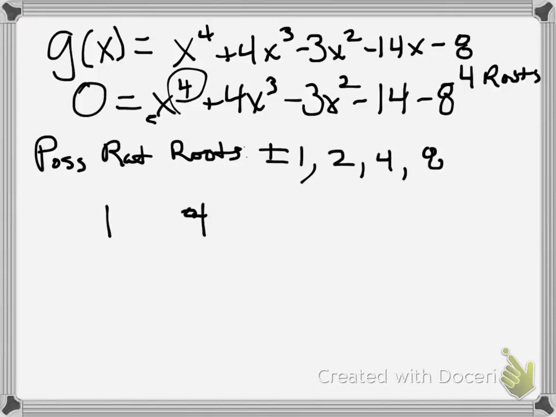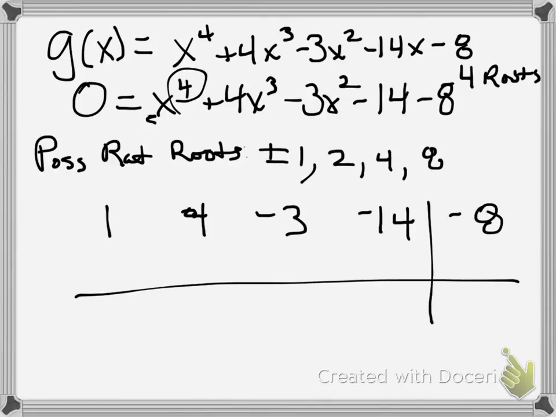If you want, feel free to go to your calculator and look at the x-intercepts of the graph of x to the 4th plus 4x cubed minus 3x squared minus 14x minus 8, and use some of those x-intercepts as your first guesses. I don't have that in front of me, so I'm just going to guess. Why don't I guess 2?